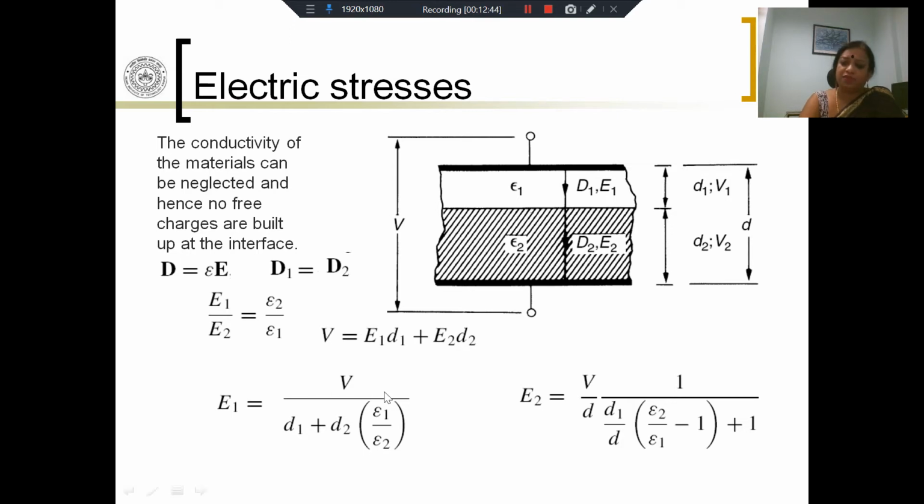And where do you have the worst case scenario? The worst case scenario happens when you have filled up this entire space almost, leaving an infinitesimal gap, which means D1 is smallest possible. So when D1 is minimum, the denominator will be minimum because the effective gap distance will be minimum, and the electric stress in the material will be maximum.